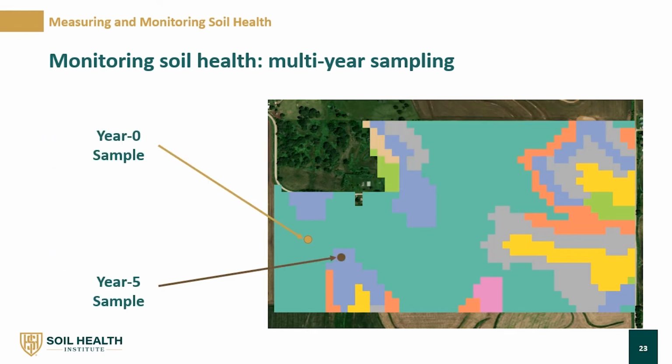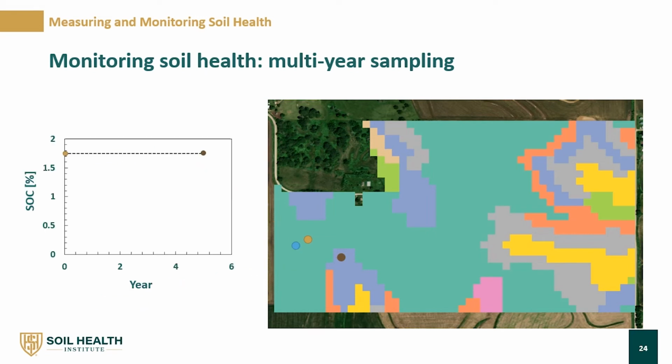Now, let's take that same example, and instead of collecting those samples very close to each other, what if you just moved that point over by a couple hundred feet? Right? So now, instead of both points falling within the green management zone, one point is falling within the blue management zone. So our return sample at 5 years is actually in a different type of soil with different site-specific soil health targets. So if we graph these data, we might see a flat line going from our 0 year to our 5 year sample.